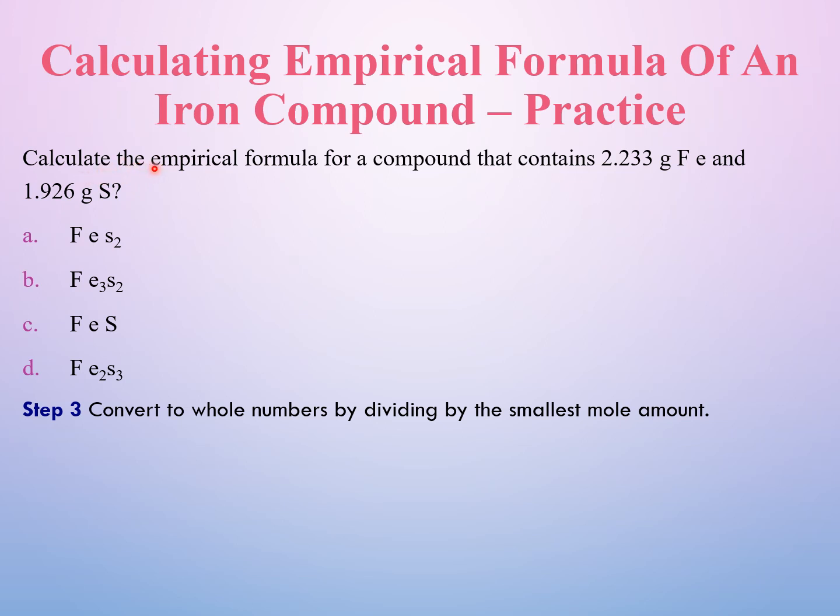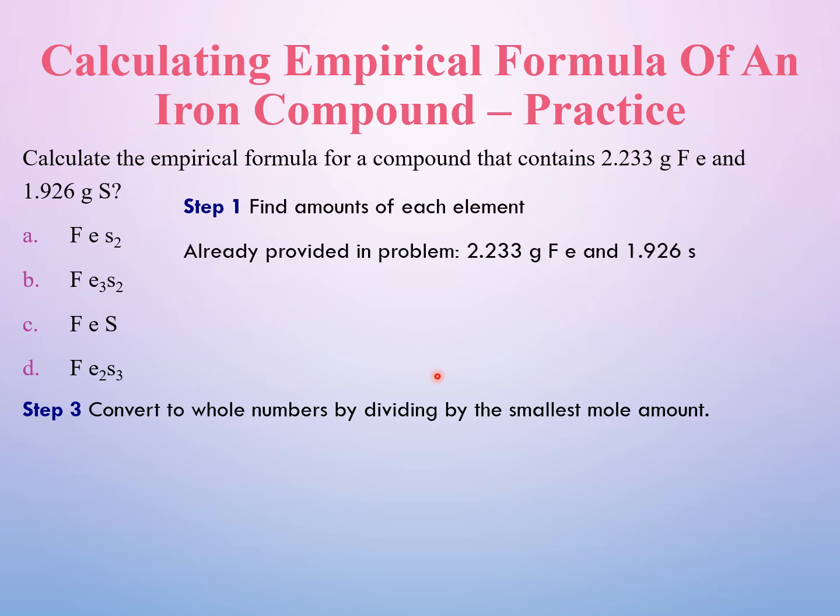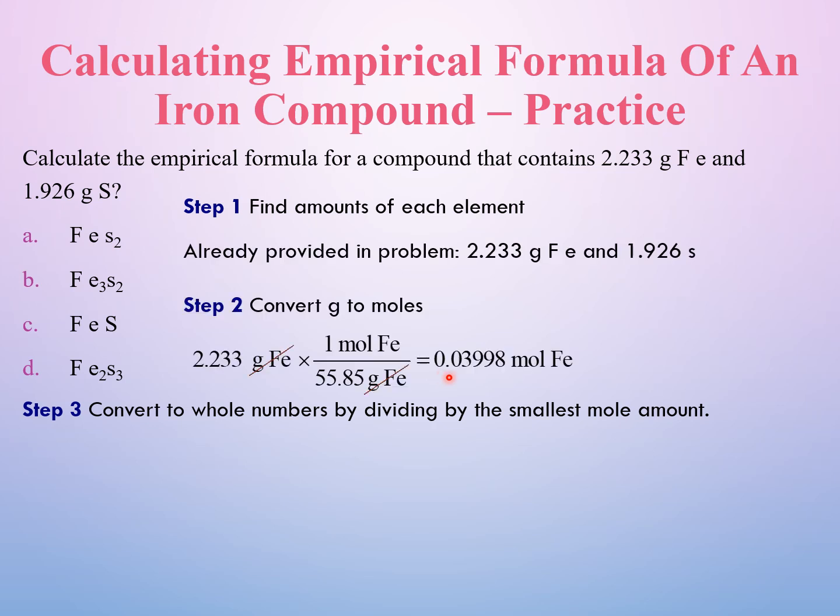Alright, calculate the empirical formula for a compound that contains 2.233 grams iron and 1.926 grams of sulfur. So the first thing we want to do is we already have grams, so let's go ahead and convert them to moles. Usually if they give us a percent, we convert to grams first and then do the moles, but since they gave it to us in grams, let's turn them into moles. So you have 0.03998 moles of iron. We keep 4 sig figs here.